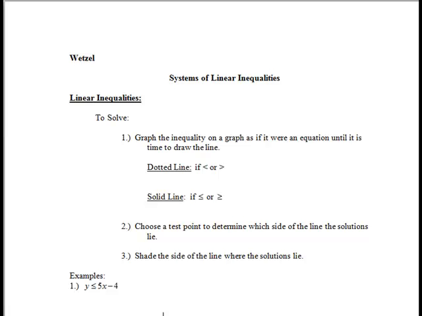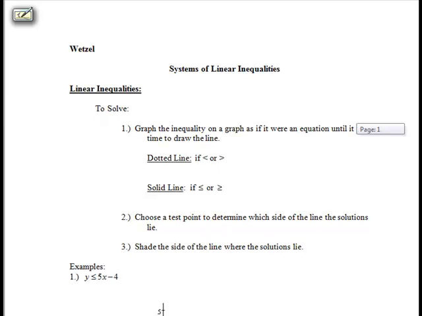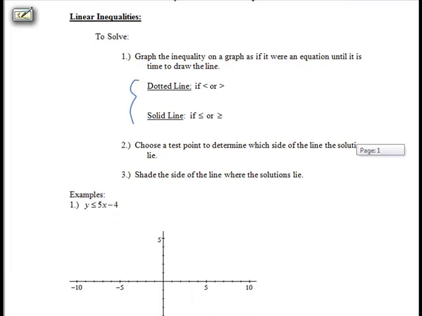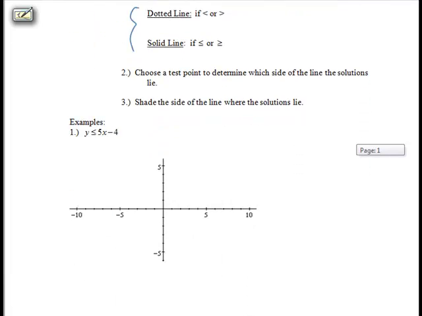We basically graph it just like we would an equation. Begin by putting it in slope-intercept form if it's not in slope-intercept form. But there are two additional steps for graphing a linear inequality. First of all, the line is either going to be a dotted line or a solid line depending on the inequality sign. Next, you're going to shade one side of the line or the other, determining where the solutions lie.